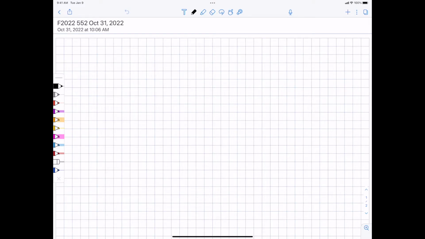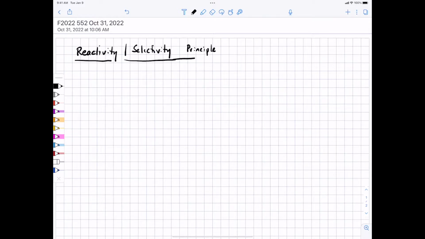One of them is somewhat controversial because it doesn't apply always, but I will show you the famous example. This is the reactivity selectivity principle. The idea is that they're opposed to each other: something that is highly reactive will not be selective, and something that is selective might not be highly reactive. And the classic example of this is in the following radical type reaction.